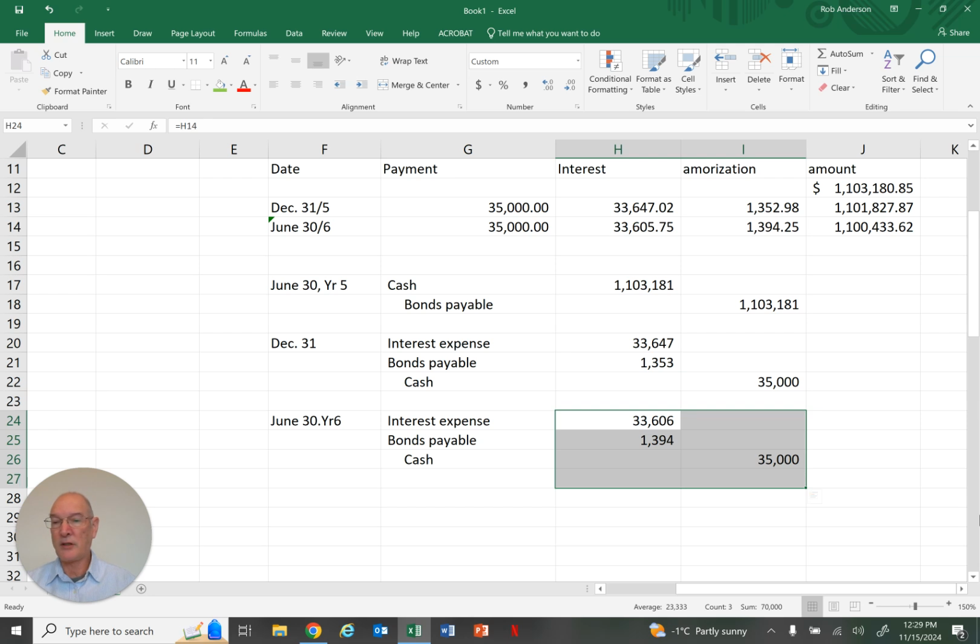The real complication for you at this level of accounting comes in when the interest payment is not on December 31 at the end of the year. And I have another video for you explaining how to split up the interest between the months before December 31 and the months after December 31. So that's all for today.